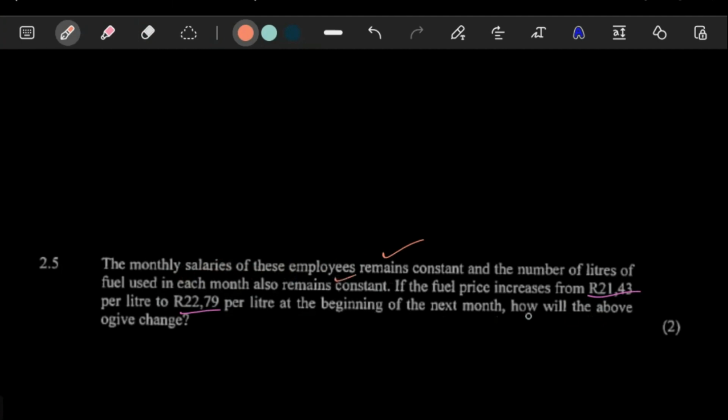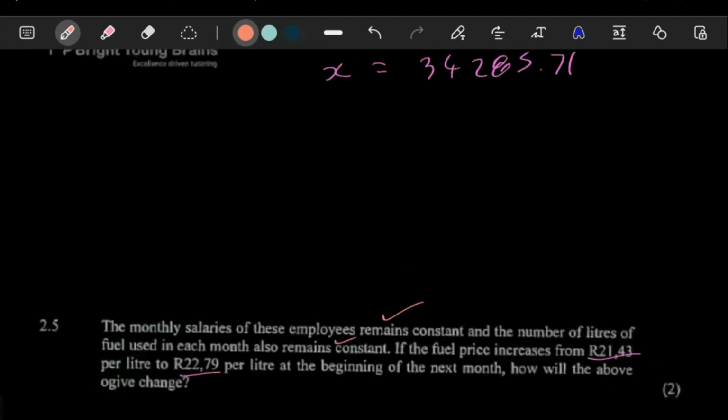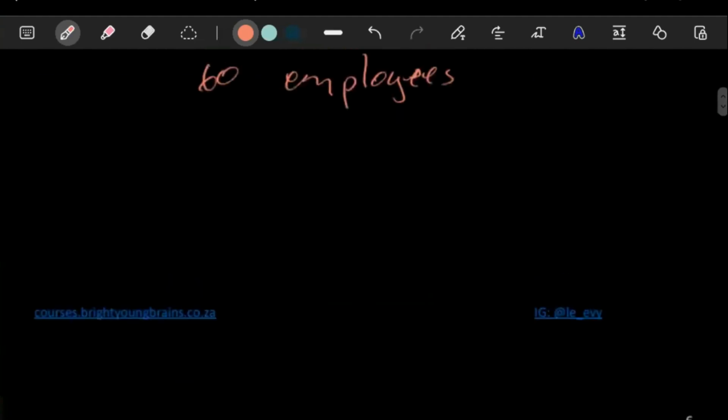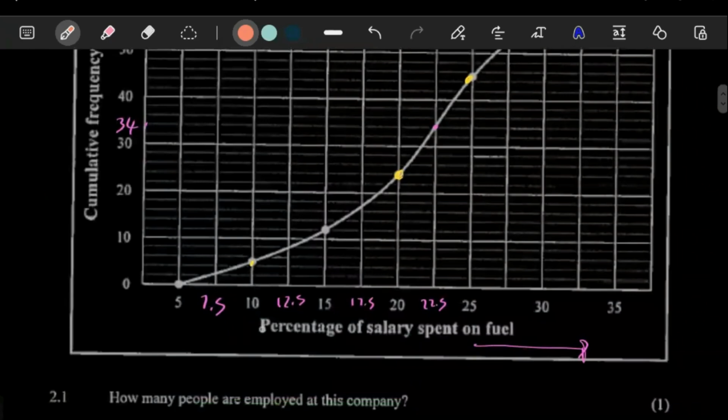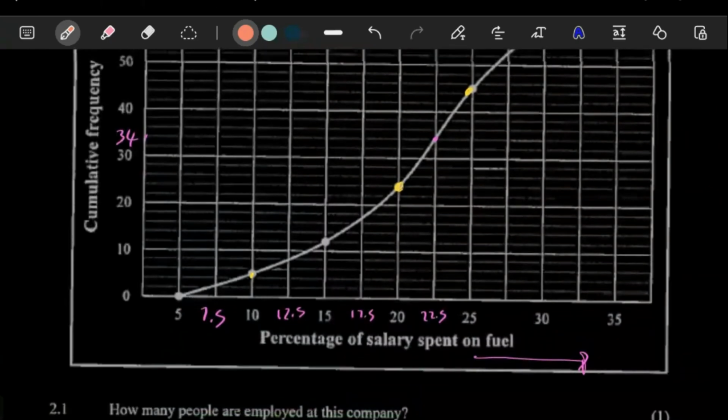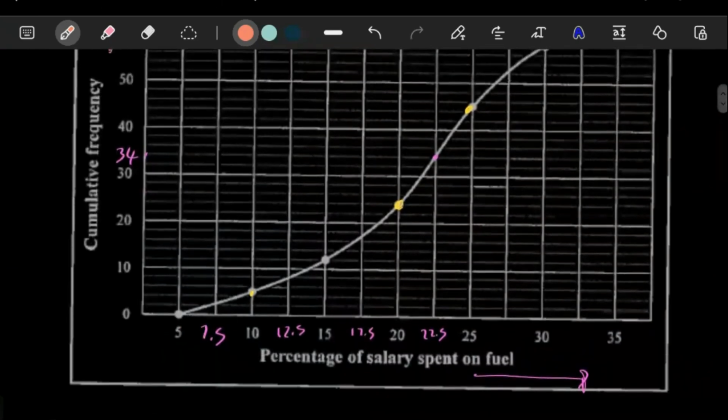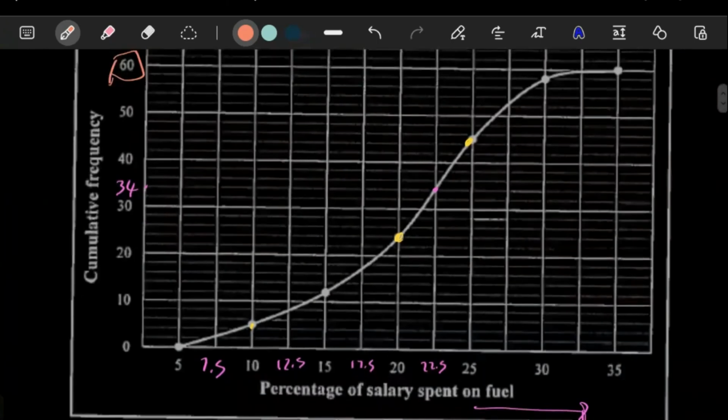the one thing that's going to change is the percentage of the salary used, because they're still buying the same amount of fuel. So if the percentage of the salary increases, it means that the OGIVE would slightly move towards the right. That's what your OGIVE would look like. It would almost seem as though this entire shape is moving towards the right. The reason is that the percentage of the salary is increasing.